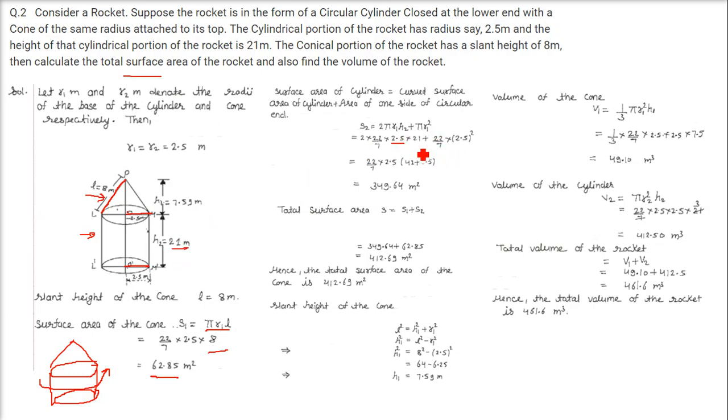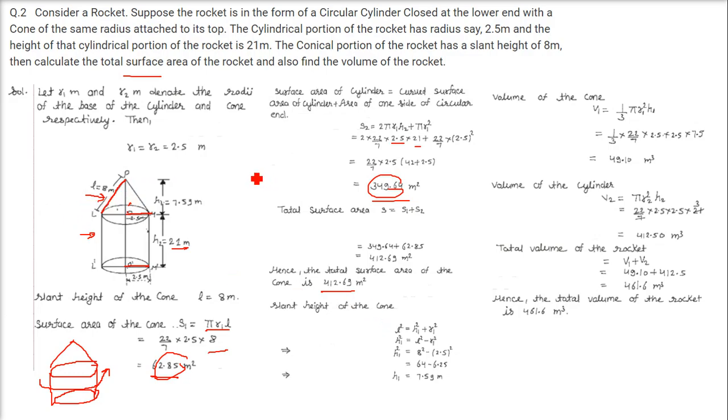The radius is 2.5 and height is given as 21. So this is going to come as 349.64. Now in order to find out the total surface area of the whole object, we just have to add these two. So this comes to be 412.69. So the total surface area of the rocket is 412.69.